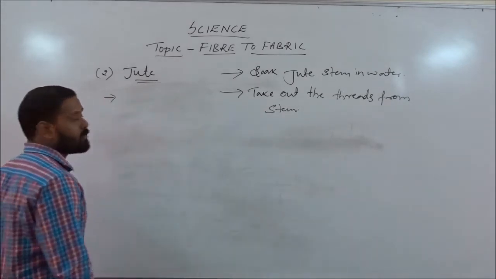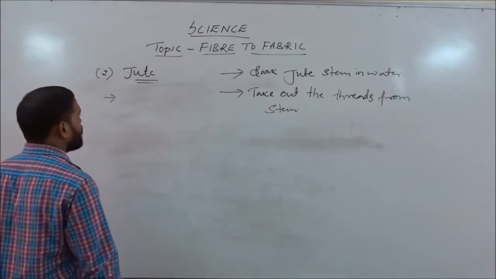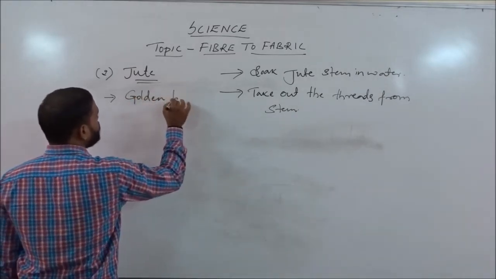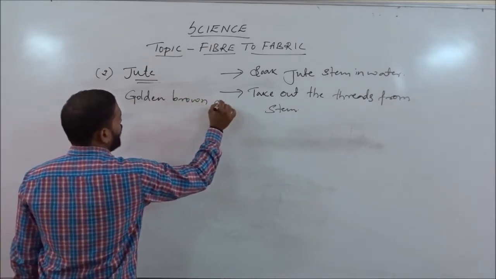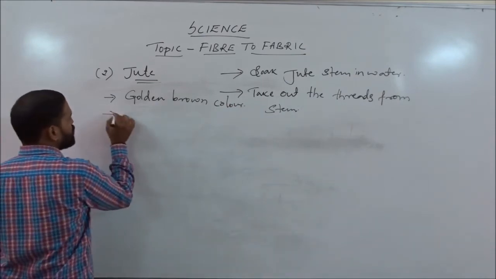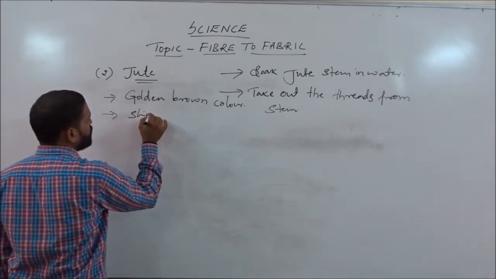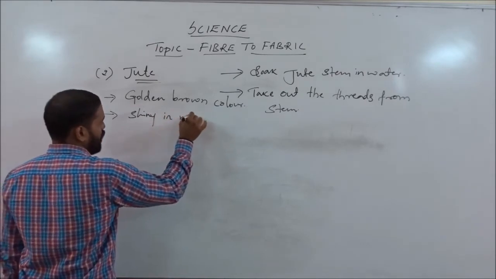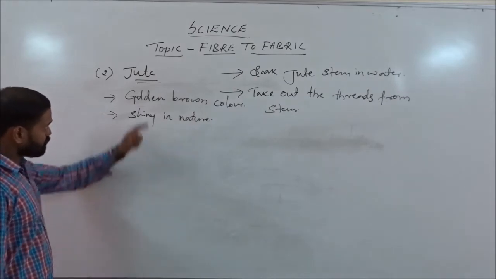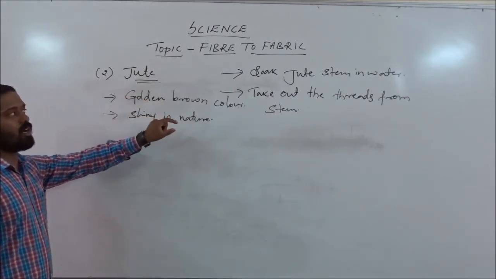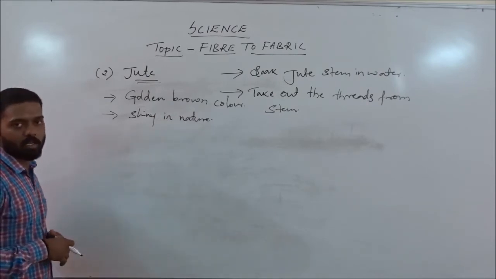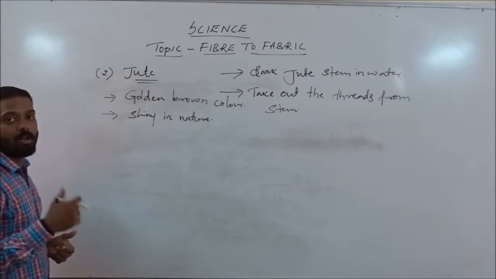You can see that the jute fiber color will be golden brown, and the texture will generally be shiny in nature, or else you can also call it lustrous. Did you understand? This golden brown jute thread they will take out, and the texture will be shiny or lustrous.